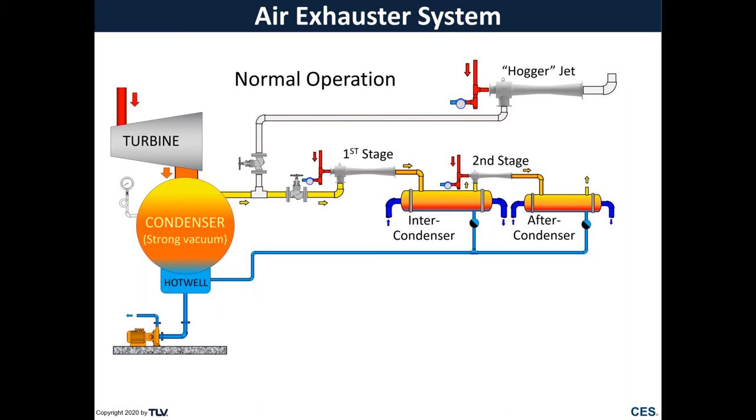And then the normal operation phase, where air is shifted over to a two-stage ejector condenser train and condensed steam is recovered back to the hot well, while any air is vented to atmosphere at the after condenser. At this point, the startup ejector is normally shut off. But there are many challenges with trying to maintain a strong vacuum in the condenser. Let's look at them.